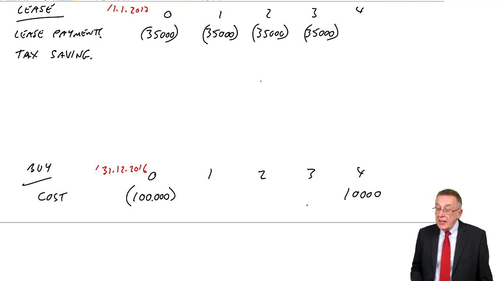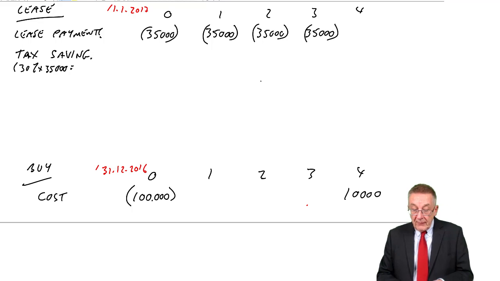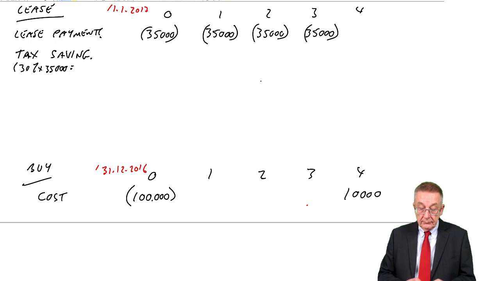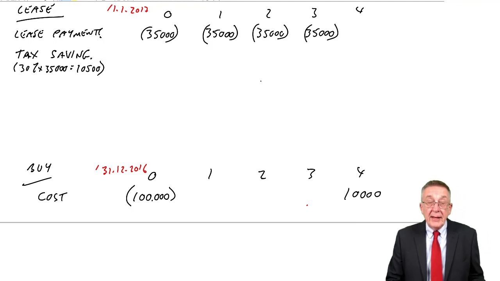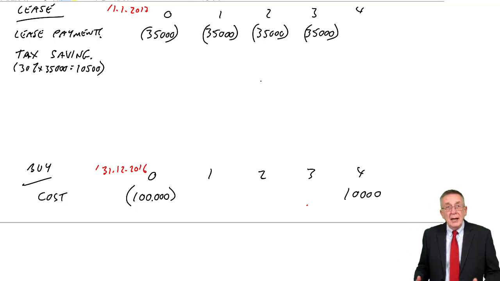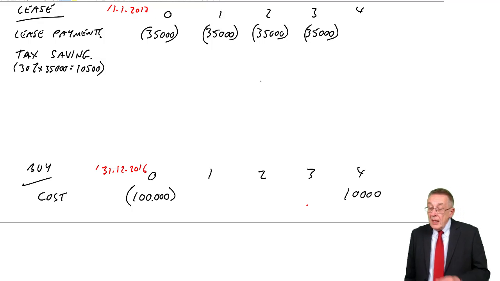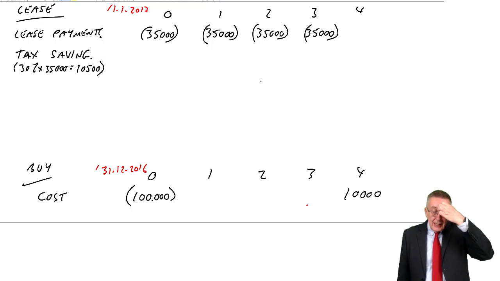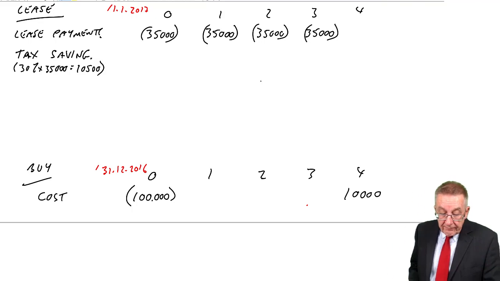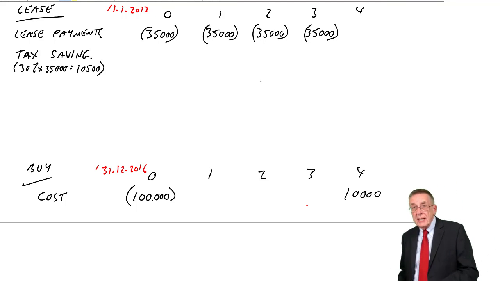And the tax saving each year, since tax is 30%, 30% of 35,000 is how much? $10,500. So our taxable profits are lower, our tax bill is lower as a result. We save tax of $10,500 a year. But here, be careful. When are we going to make the savings? Tax is payable 1 year after the end of the financial year.